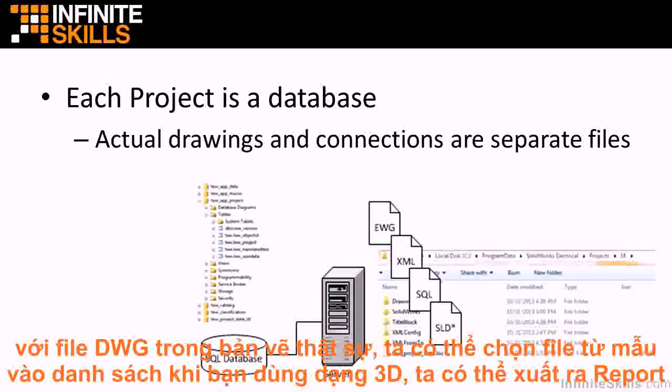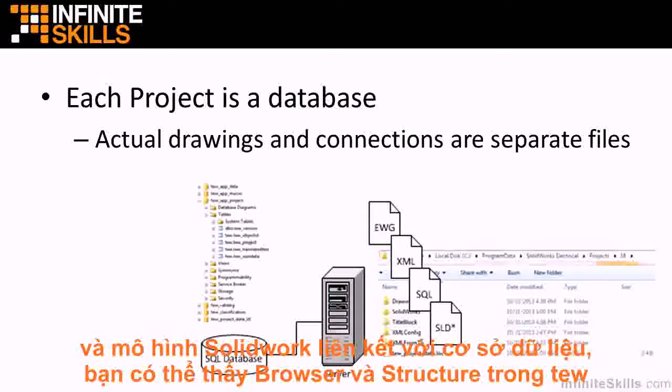We have EWG files, which represent the actual drawings, XML files, which are the from-to list information for cables when you use 3D, SQL queries for the reports, and finally, SOLIDWORKS 3D models, whether they be parts or assemblies. These are then connected to the SQL database.